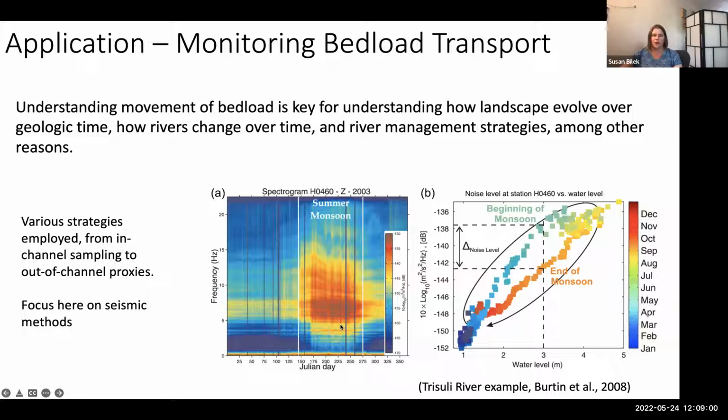That higher power is over a frequency range of about 5 to 15 hertz. Further analysis suggested that the power in that frequency band also varied within the monsoon season. In the figure on the right, you have the power at different time periods and different amounts of water in the river. They found higher power earlier in the monsoon season relative to later, even at the same level of water in the river. They attributed this to the river having more material to move at the beginning of the season, thus providing some evidence for bedload transport captured with the seismic data.